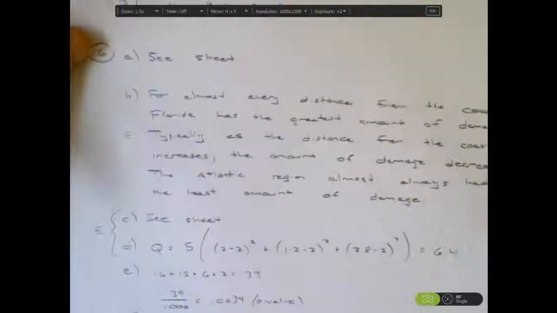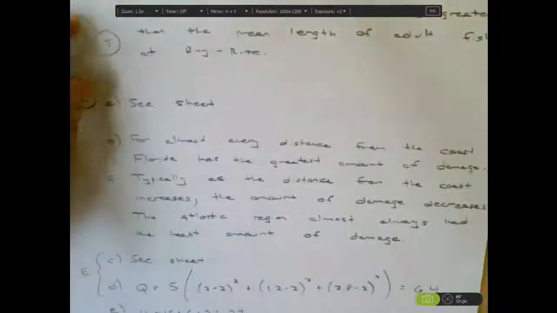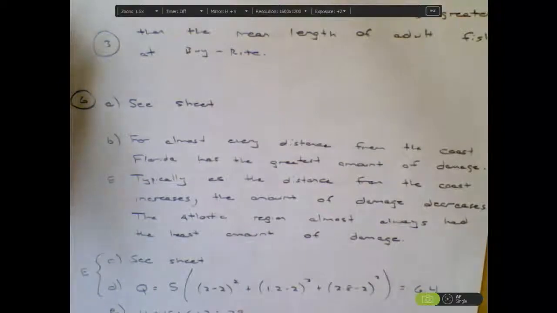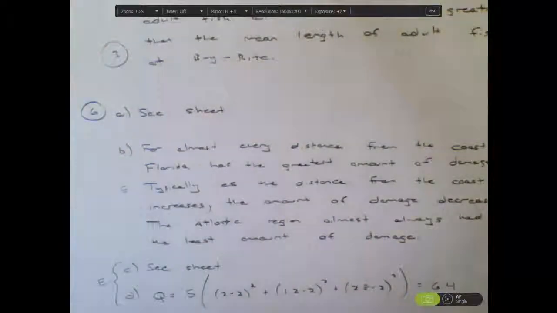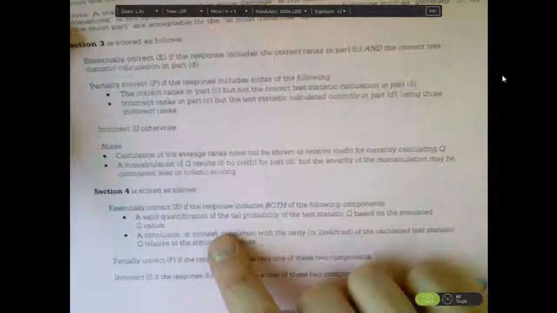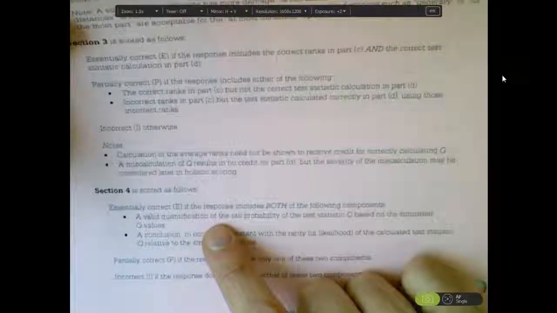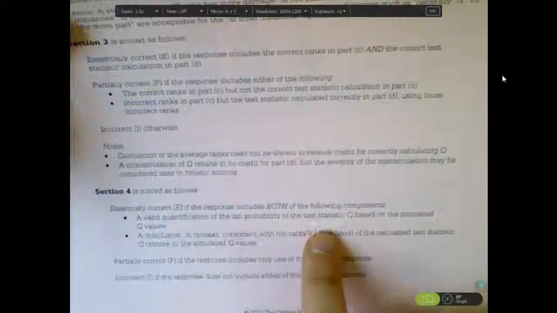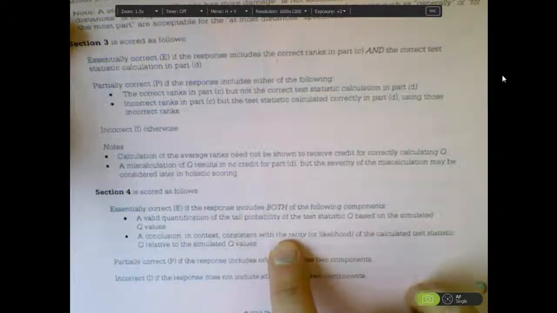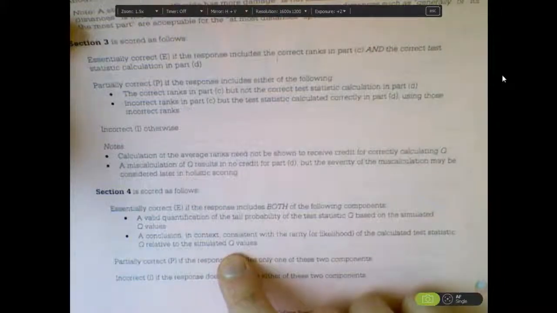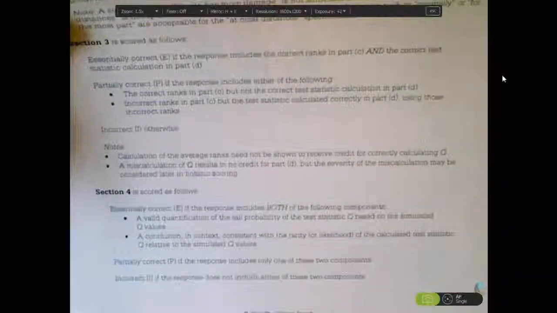Part E, love this question. Like I said to you in class, they are asking this way more on the AP exam lately. It's a simulation done to kind of come up with a p-value where you need to write a conclusion based on that p-value. Okay, they're looking for 2 things. 1, a veiled quantification of the tail probability of the test statistic, and 2, a conclusion in context talking about the test statistic relative to the simulated values.